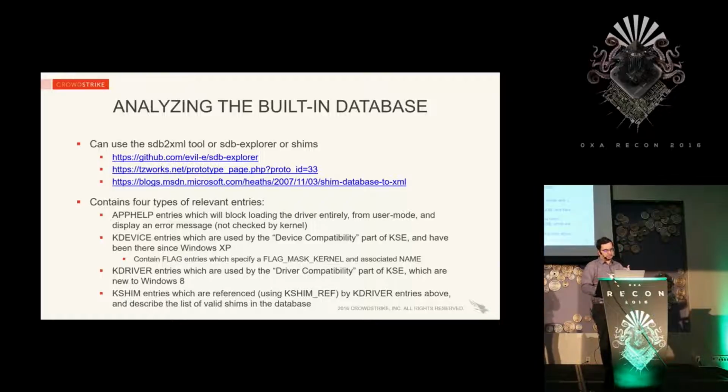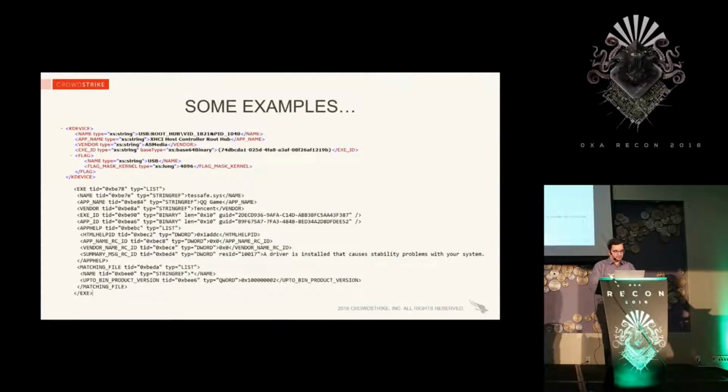When a driver tries to install itself, you get a little pop-up that says, this driver is not compatible with Windows. Then you have K-device entries, and we're going to look at a few of these, which are used by the device compatibility stuff. So any flags that need to be applied, or any device data, that's K-device. And then K-driver is used by actual driver shims. So the driver shims are in there. And then K-shim is where shim providers are actually registered. And again, every provider has to be in the SDB. You can't just make up your own provider without any definition for it.